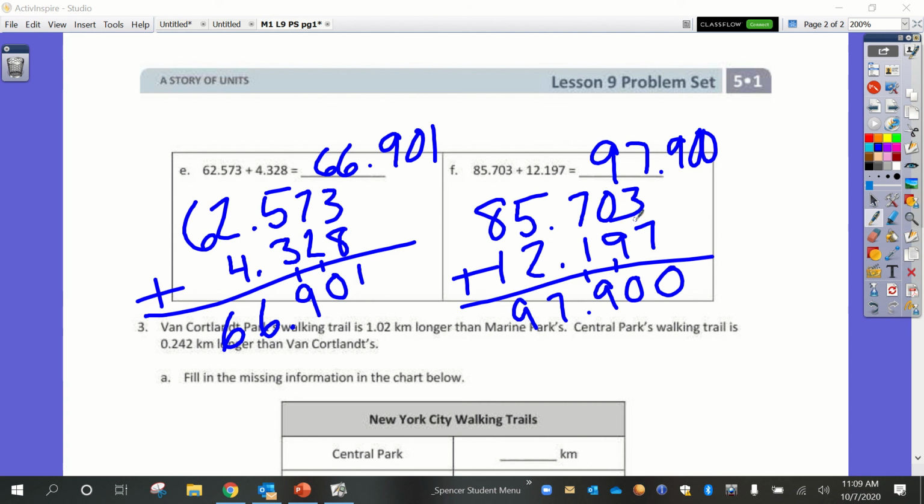All right. Over here on the right on F, 3 thousandths plus 7 thousandths is 10 thousandths. So we regrouped. 0 hundredths plus 9 hundredths is 9 hundredths, plus that 1 more is 10 hundredths, right? So we regrouped again. 7 tenths plus 1 tenth is 8 tenths, plus 1 more is 9 tenths. Decimal, decimal, decimal comes down. 5 ones plus 2 ones is 7 ones. 8 tens plus 1 ten is 9 tens. So our answer is 97 and 900 thousandths.